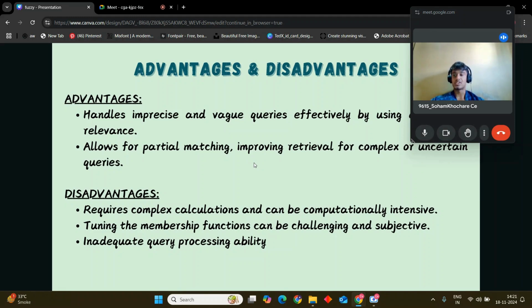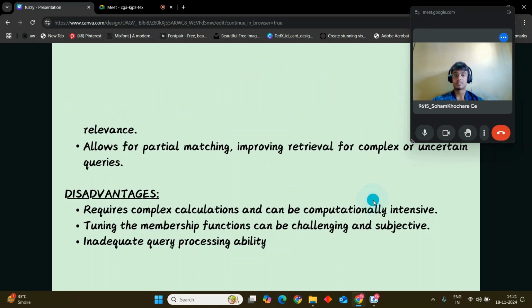Coming to the disadvantages of fuzzy models, fuzzy models come with challenges. They require significant computational resources due to their complexity, which can be a drawback for large-scale systems. Additionally, tuning the membership functions to optimize performance can be subjective and require expert knowledge.